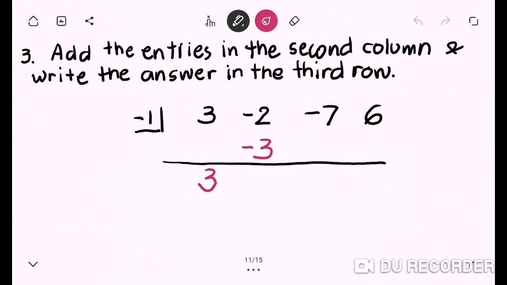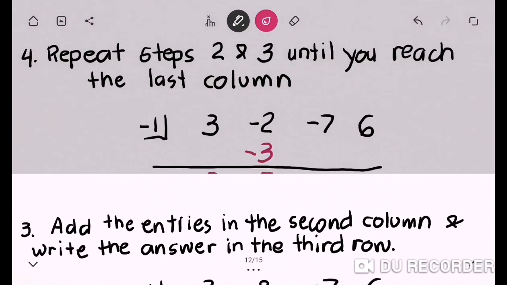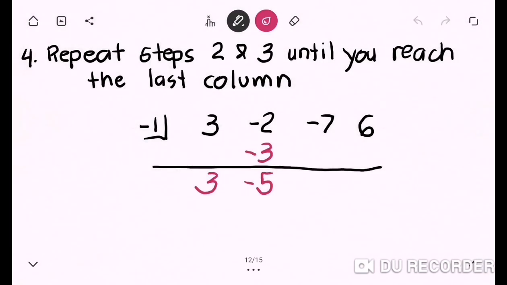Okay, so next, add the entries in the second column and write the answer in the third row. So in this case, we have to add this portion. So we have negative 2 plus negative 3. The answer is negative 5. Okay, next. So, pang-apat, repeat steps 2 and 3 until you reach the last column. So, nandito tayo kay negative 5.